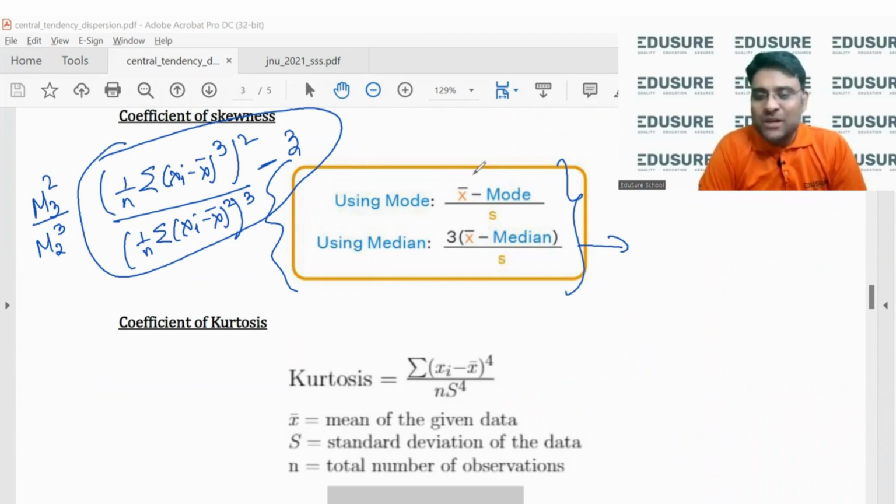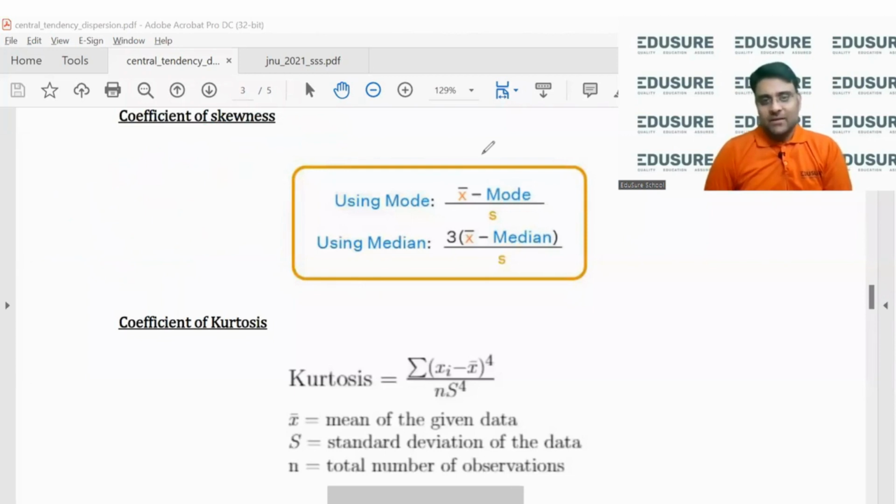If you are aware of something called a normal distribution, the coefficient of skewness for a normal distribution should be equal to 0, where the mean is equal to mode is equal to median. Okay, so that is about skewness, or how symmetrical is the distribution. If it is perfectly symmetrical, the coefficient will be equal to 0. Another aspect is kurtosis. Can anyone tell me what is kurtosis?